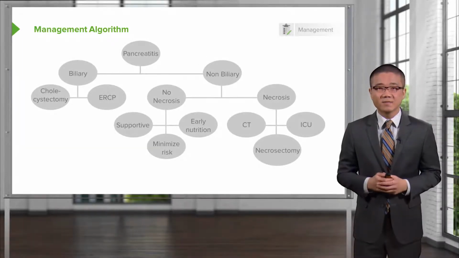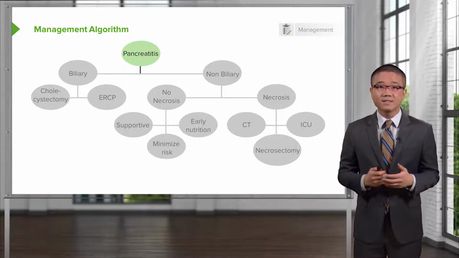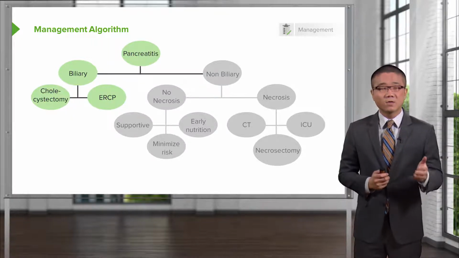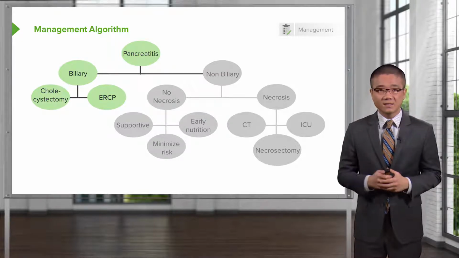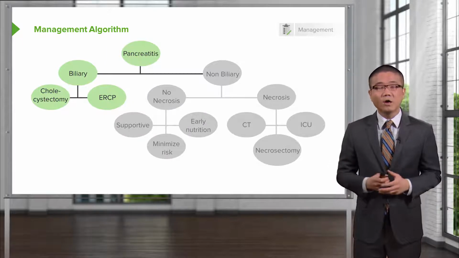Here's my management schematic of acute pancreatitis. When a patient presents with pancreatitis, I like to ask, does this patient have a biliary source or a non-biliary source? For a biliary source, in other words, gallstone-related disease, a cholecystectomy, whether done laparoscopically or open, should be offered to the patient on the same admission.